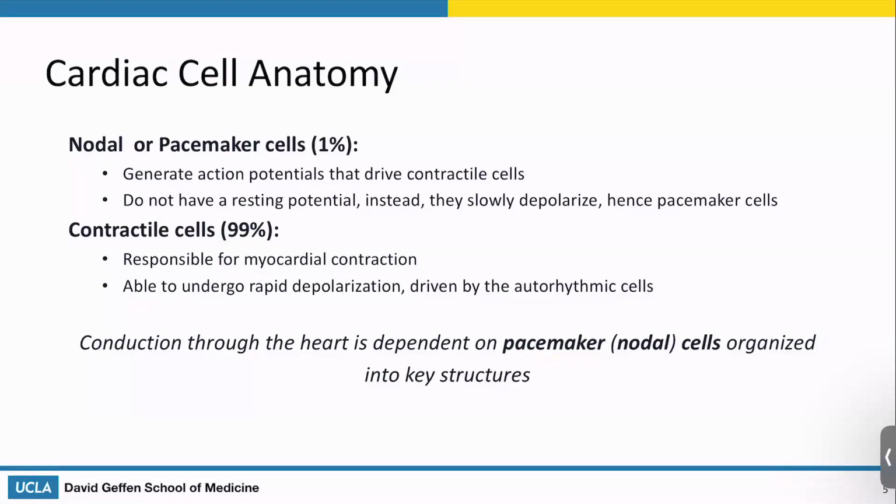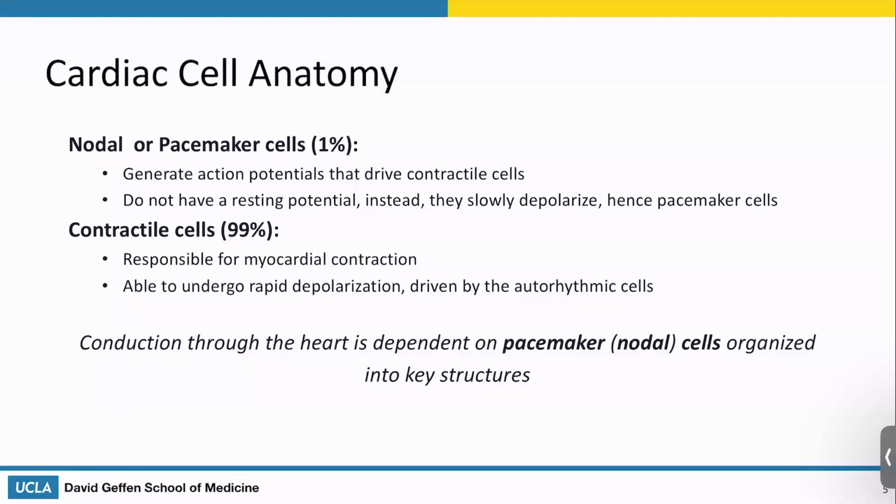And then those contractile cells are the muscle cells, or those cells that produce that contraction. Hopefully they can still receive electrical impulse without contraction, but hopefully when they get that electrical impulse, they do stimulate that contraction. And they, of course, are able to undergo that rapid depolarization, which is driven by those autorhythmic cells, which are also known as nodal or pacemaker cells.